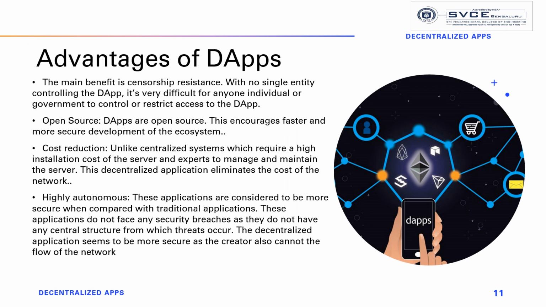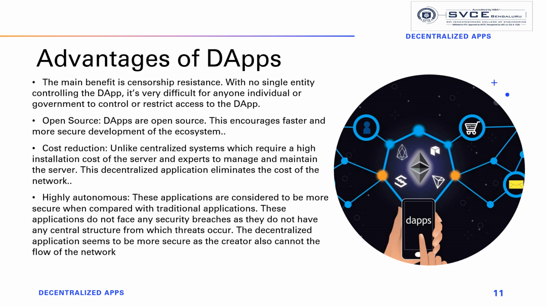So let's talk about advantages of DApps over traditional apps. The main benefit is censorship resistance. With no single entity or authority involved in controlling the DApp, it is very difficult for any one individual or government to control or restrict the access to the DApp. Open source. DApps are open source. This encourages faster and more secure development of the ecosystem.